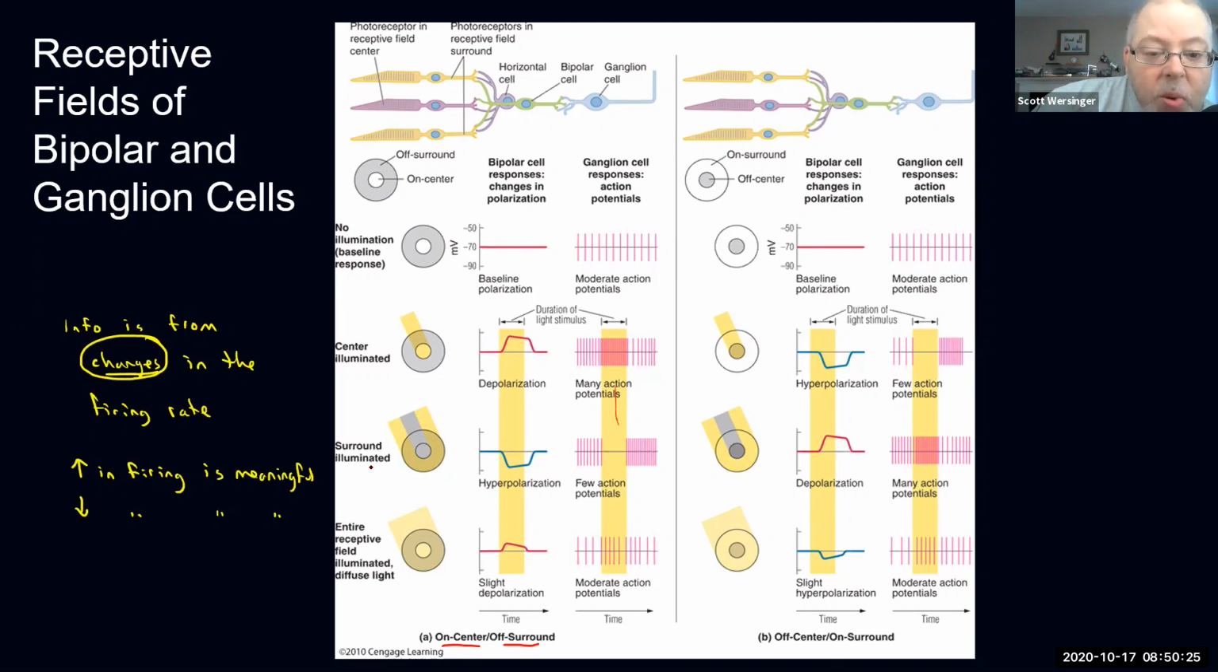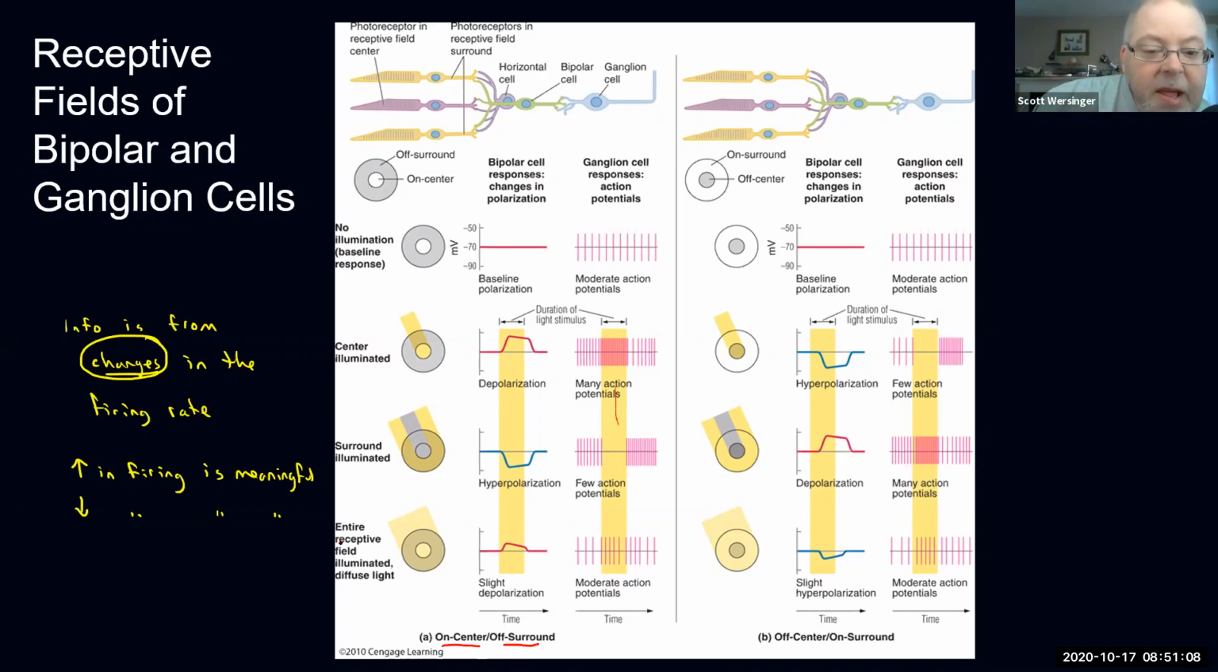Now, if we only illuminate the surround, what's going to happen is we get a hyperpolarization in our bipolar cell. That hyperpolarization is going to lead to less neurotransmitter being released, of course. And instead of being at our spontaneous firing rate, when the surround is illuminated, we're going to have a massive decrease in action potentials. So we go from some to none.